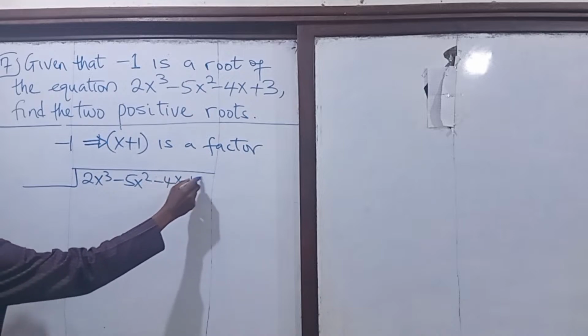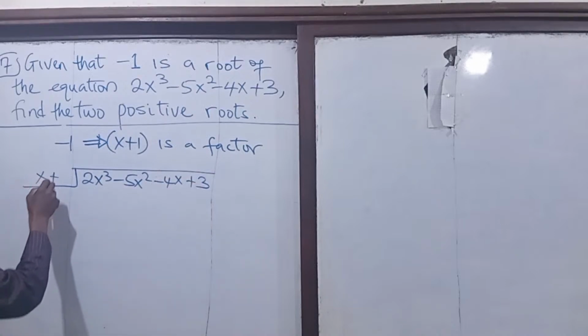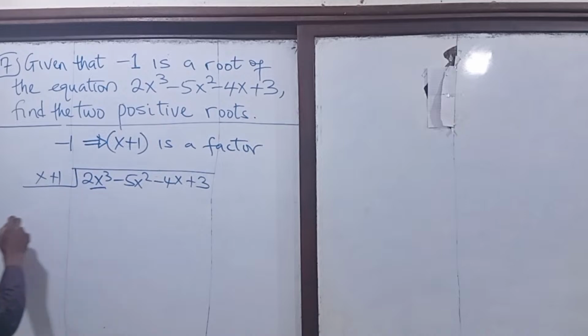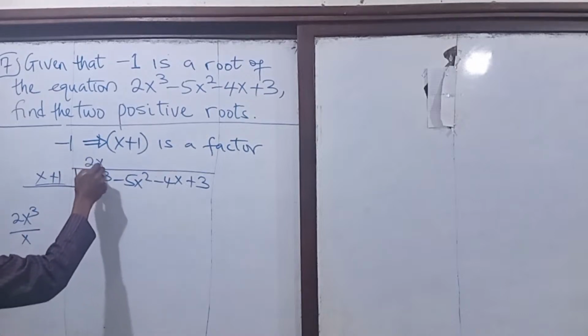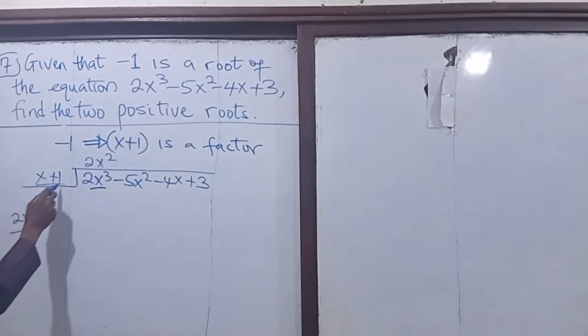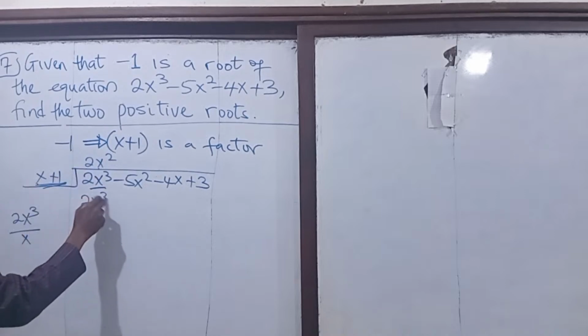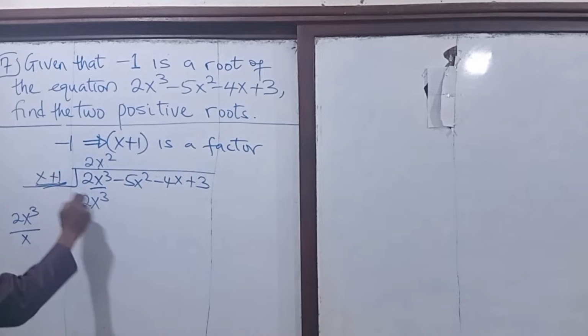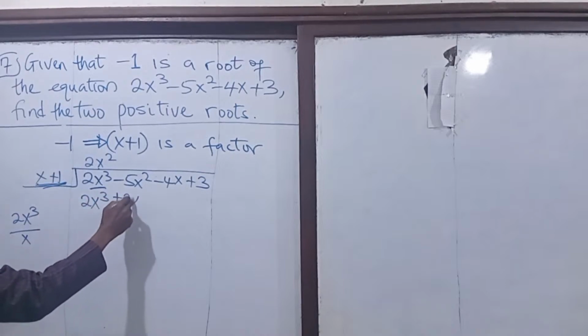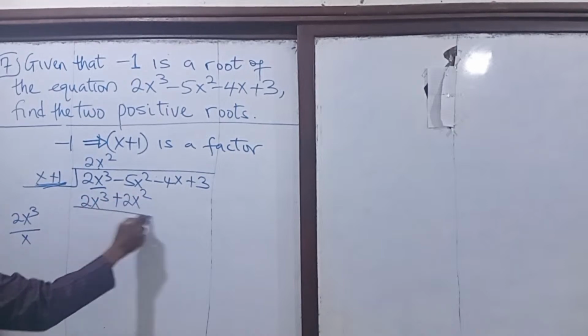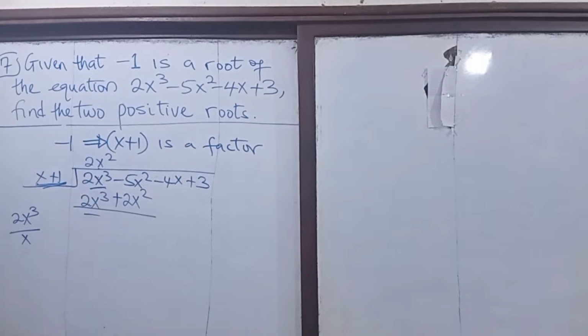So that will be x plus 1. Take the first one here, 2x cubed, over the first one here. That will give us the 2x squared. And use it to multiply your divisor. 2x squared times x, that's a 2x cubed. 2x squared times plus 1, that's a plus 2x squared. Do your subtraction, this minus this, that's 0.